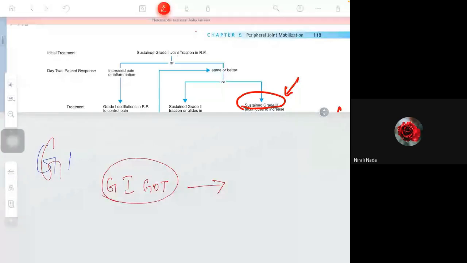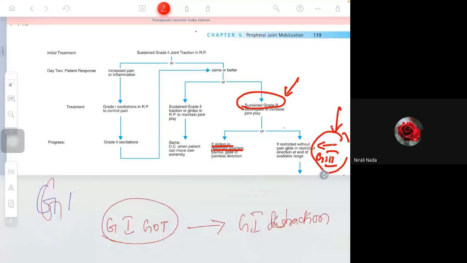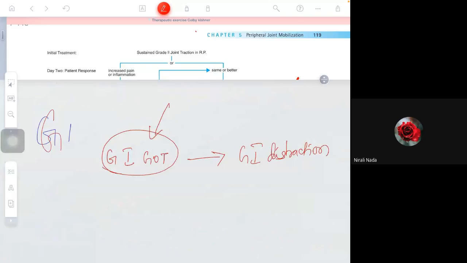Hello. Grade 1 distraction. Yes, sir. Grade 1 distraction. Okay. So this grade 1, yes, your answer is right. Before giving grade 1 oscillation, you have to give grade 1 distraction.